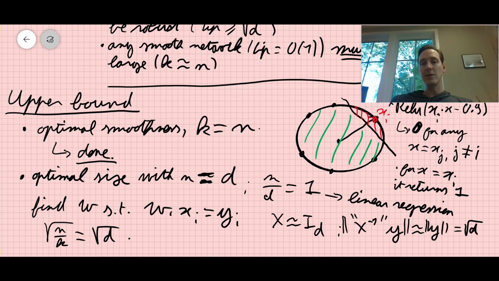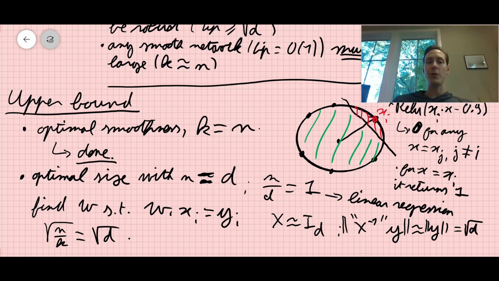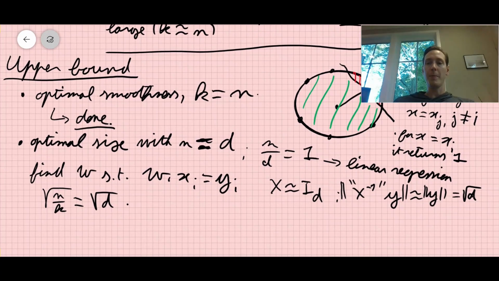Again, this is just in the very simple case where n is equal to d. The story gets more complicated if you want n larger than d, and I will comment on this at the very end of the video. Okay, so this is it for the upper bound at this point.